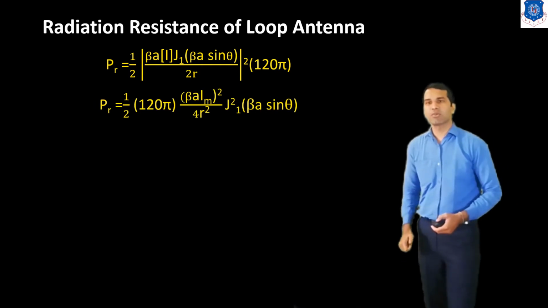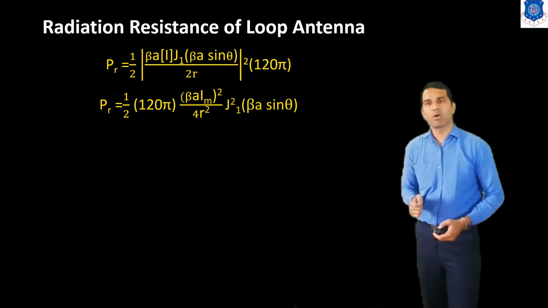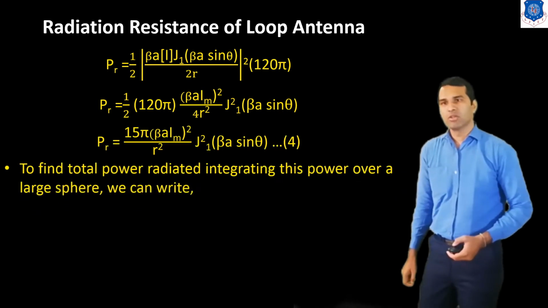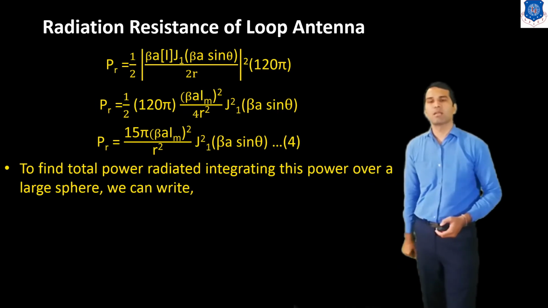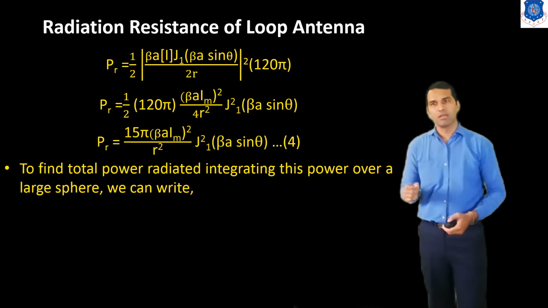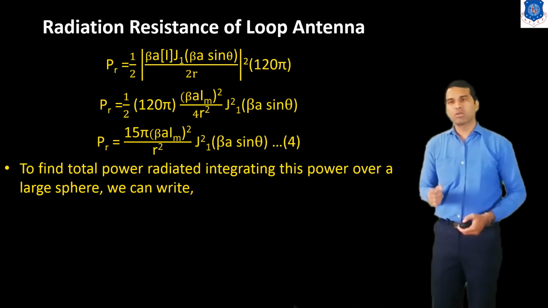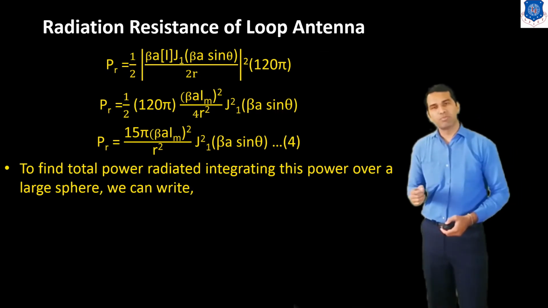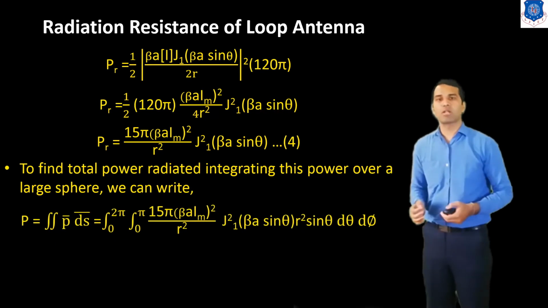Now we solve this equation. We can write 1 by 2 into 120 pi into beta A Im square upon 4 R square into J1 beta A sin theta. When we simplify this equation, we get PR is equal to 15 pi beta A Im upon R square J1 square beta A sin theta. To find the total power radiated, integrate this power over a large sphere.